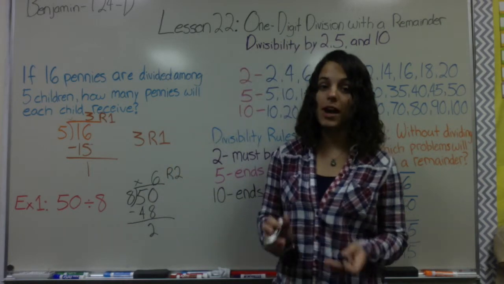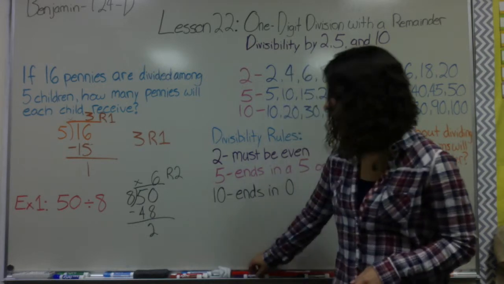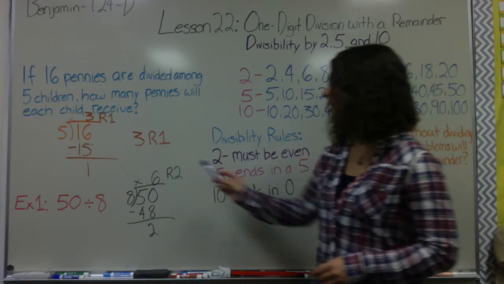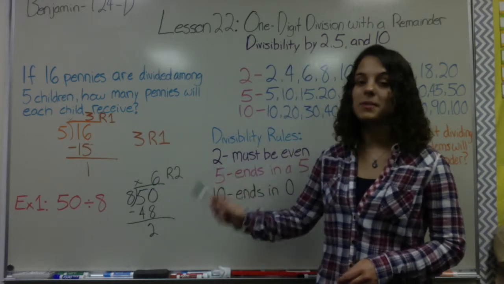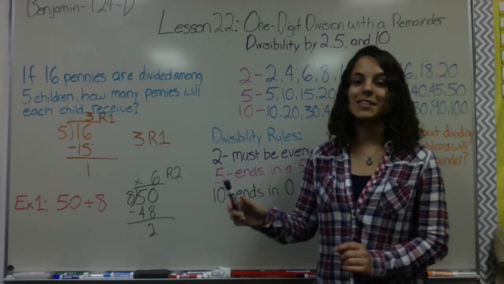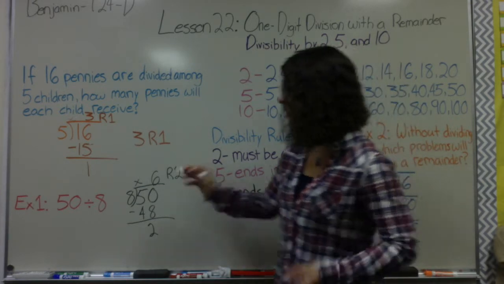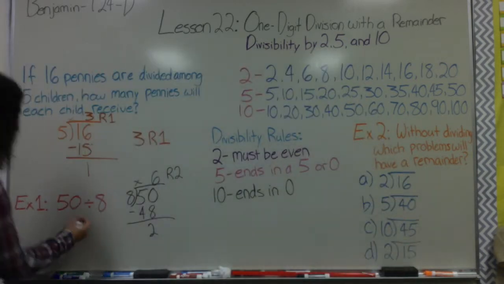Now, some of you might actually know how to prove this answer. When we prove division problems with a remainder, we use the opposite operation, and the opposite operation of division is indeed multiplication. So I'm multiplying 6 times 8. I'll show you over here.